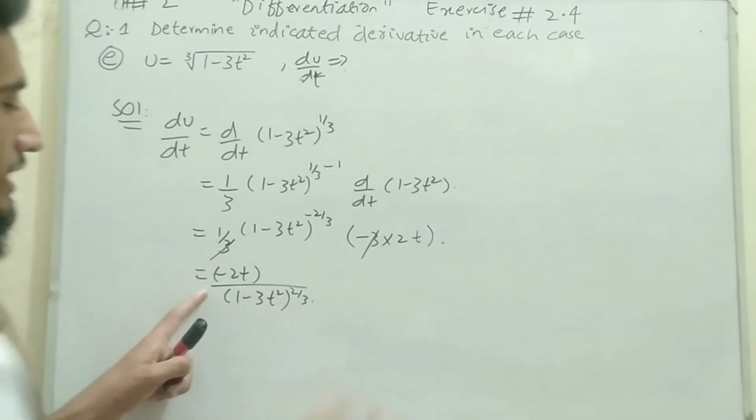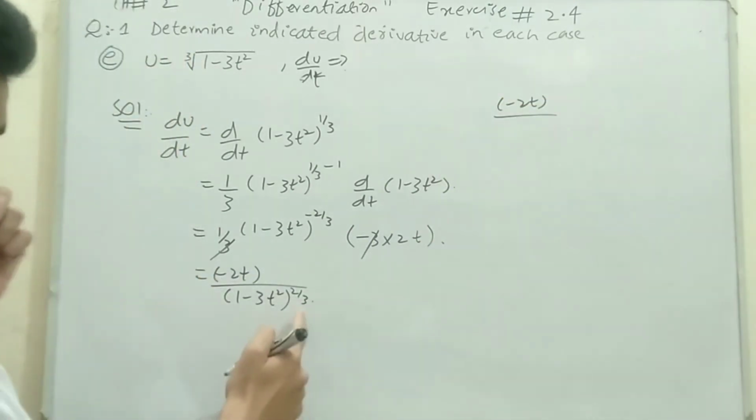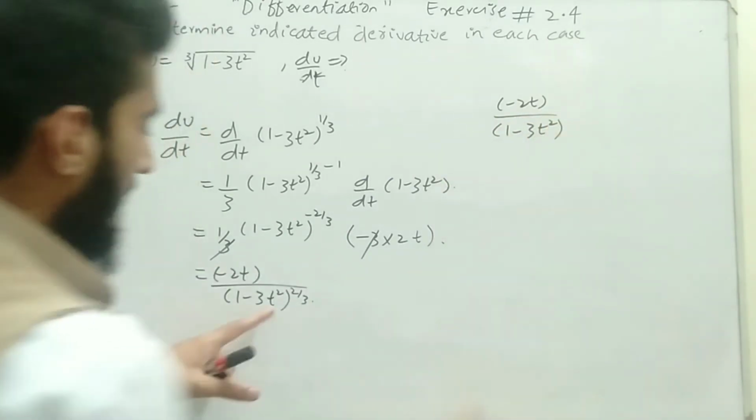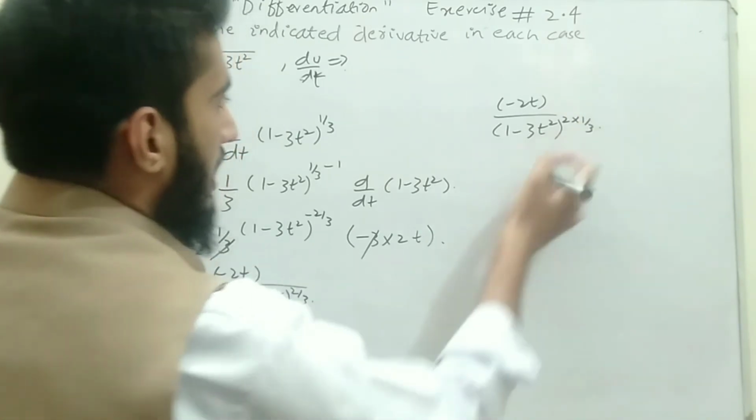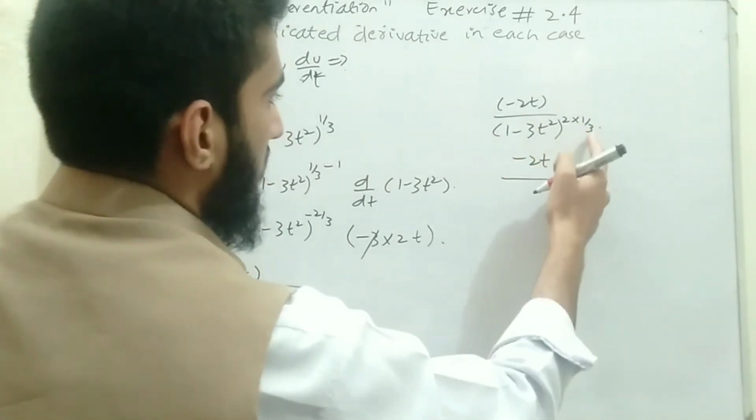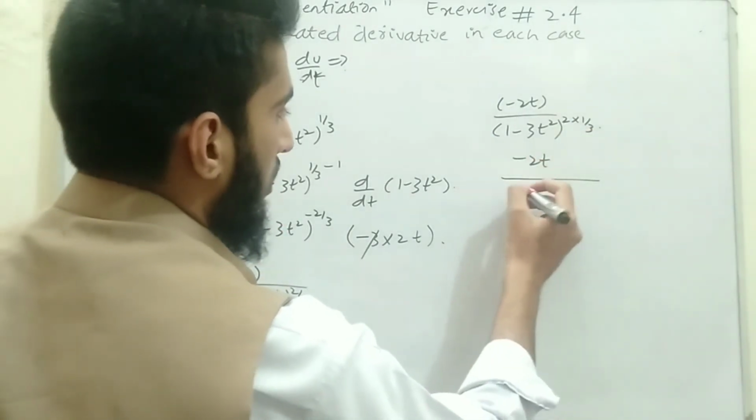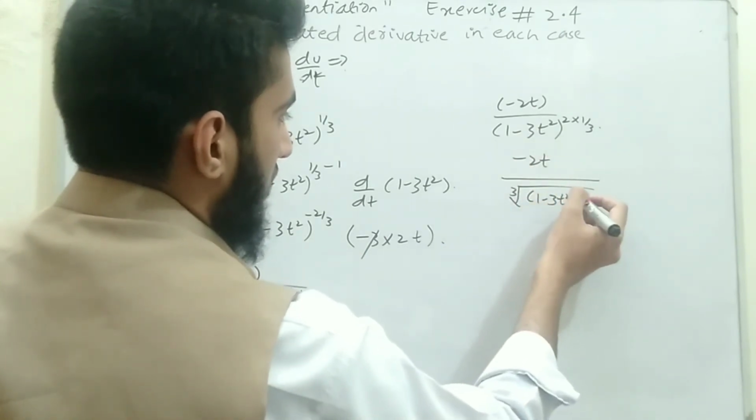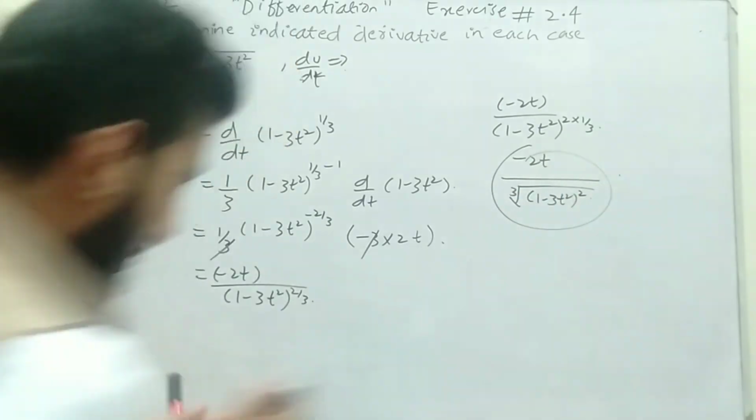Now after simplification it becomes minus 2t divided by 1 minus 3t square. The power is 2 divided by 3, so we can write it as 2 multiply 1 over 3. Now after this we can write minus 2t divided by, 1 over 3 can be written in this form, cube root. So it becomes the cube root of this function 1 minus 3t square, and the power is 2. So this is the required derivative.